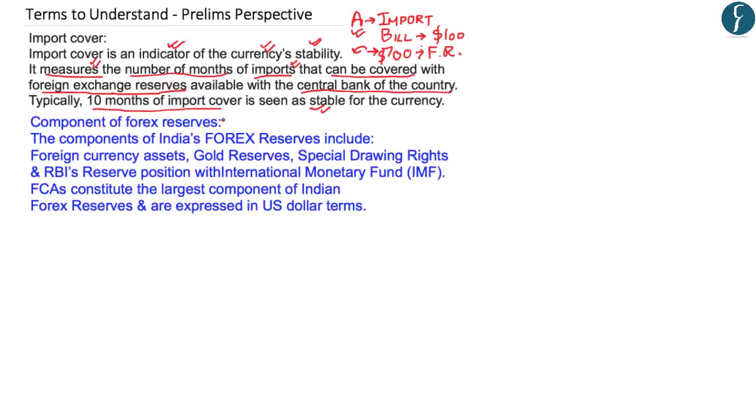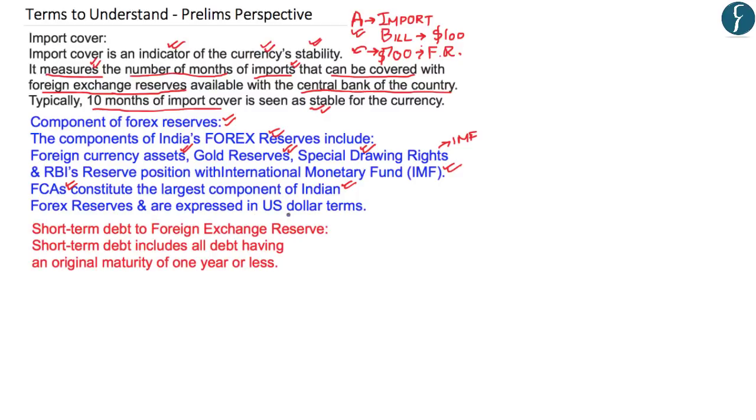Now let us understand the components that form a country's forex reserves, wherein the components of India's forex reserves include foreign currency assets such as the money that is kept with the central bank or the Reserve Bank of India in form of the US dollars, the euro, and other major currencies. The second component is gold reserves. The third component is the special drawing rights of the International Monetary Fund. And the fourth main component of India's Forex reserves is RBI's reserve position with the International Monetary Fund. Now, the foreign currency assets constitute the largest component of India's Forex reserves.